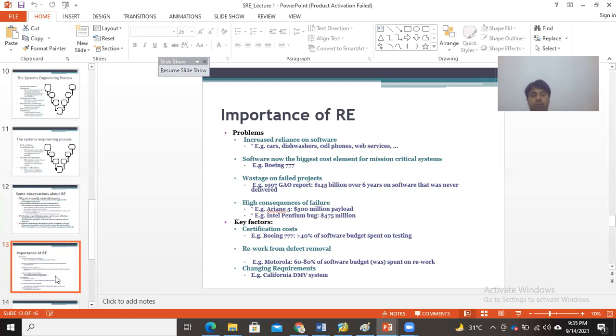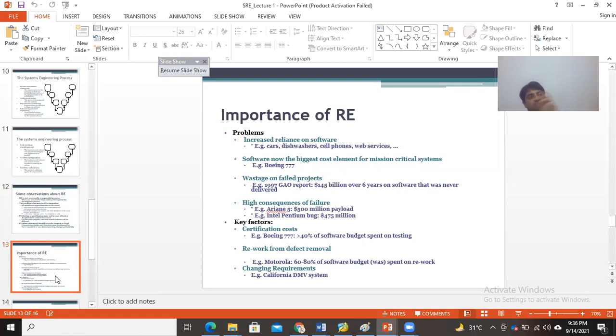This is the second problem, and the third is wastage on failed projects. There is an example of a 1997 GAO report which says that $145 billion was spent over 6 years on software that was never delivered. So this much cost can be lost if there is a failed project, and that wastage is another problem associated with requirement engineering. That is why we say give importance to requirement engineering.